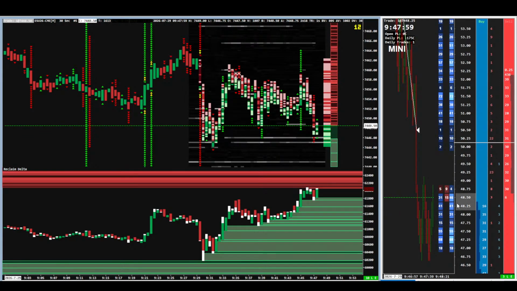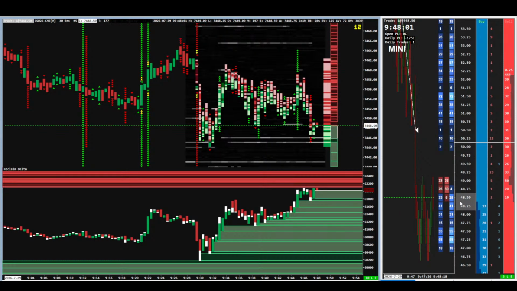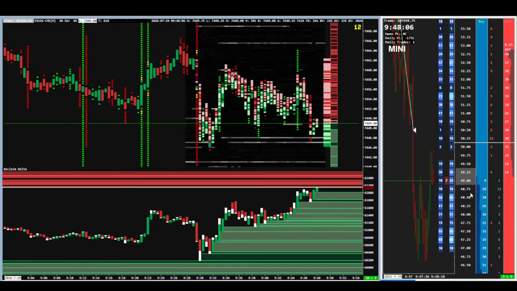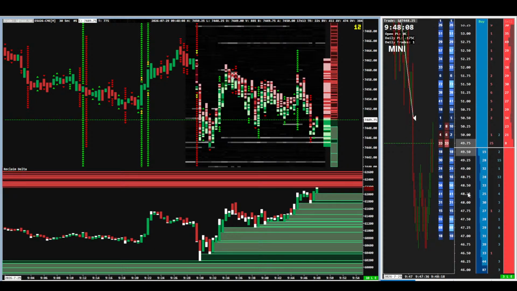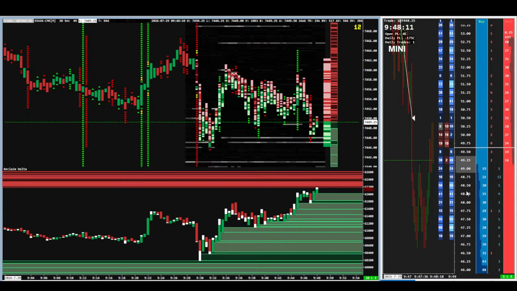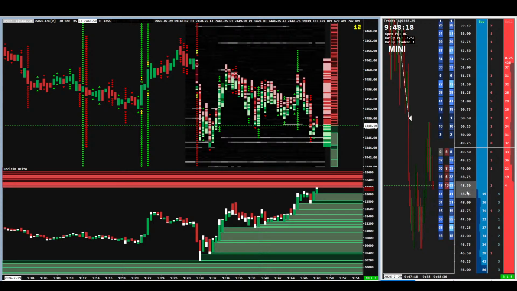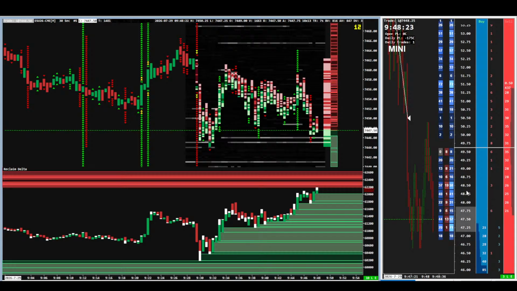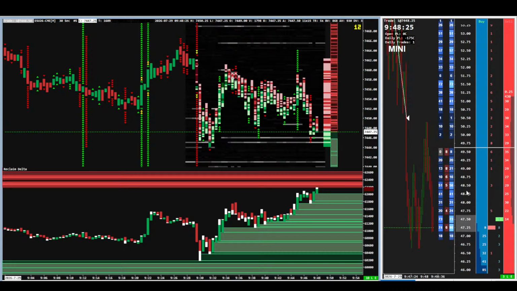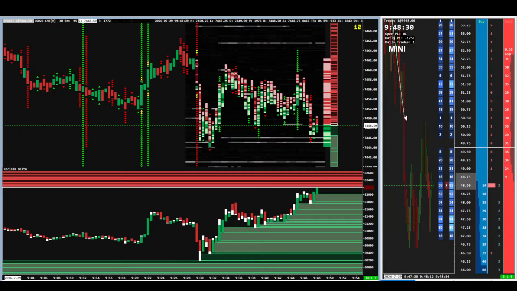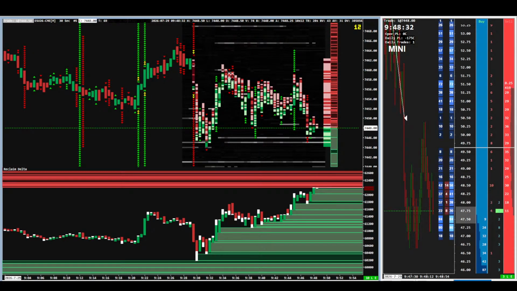Fucking motherfuckers. 50 ticks on this range is a huge range. It's red dominant in these 55s, 54s, and they're just pushing through. I had a feeling I was going to get cooked.